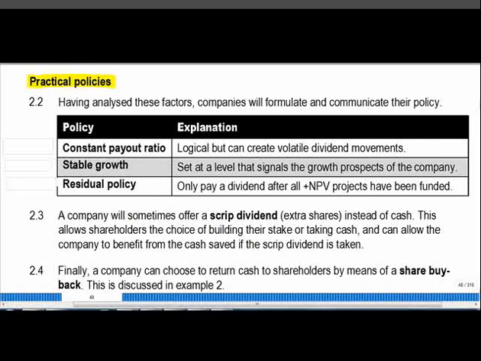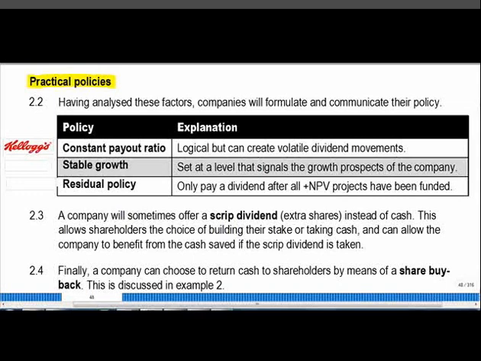First of all, let's look at practical dividend policies. First of all, a company might decide to pay out a constant percentage of its earnings as a dividend. Kellogg's are a good example. Over the past few years, Kellogg's have maintained their dividend payout ratio at almost exactly 45%.